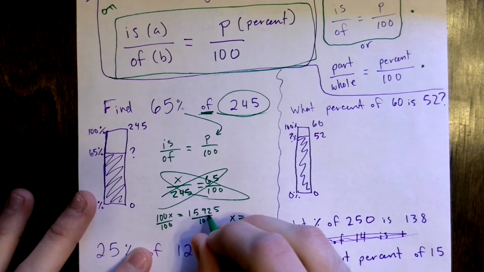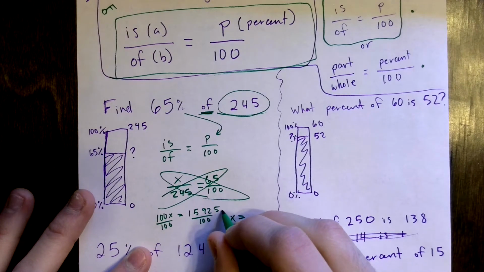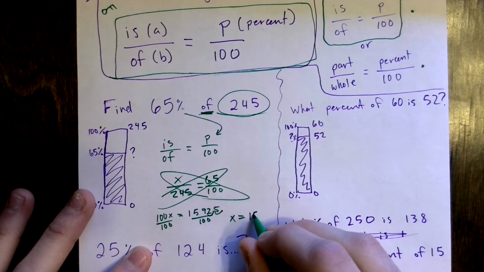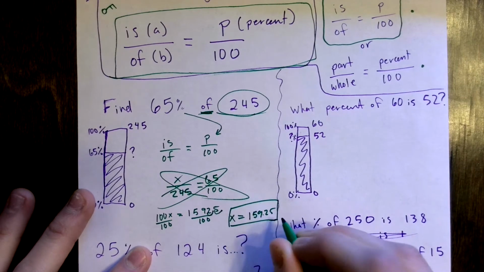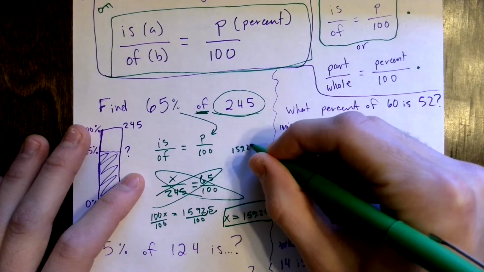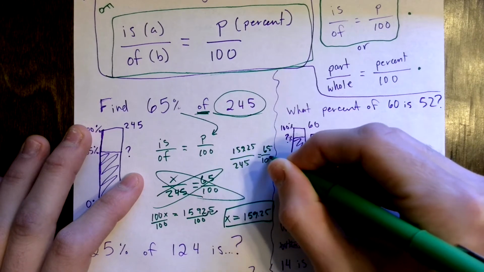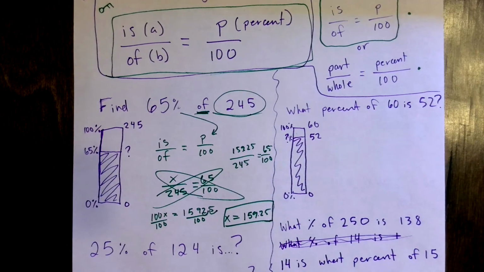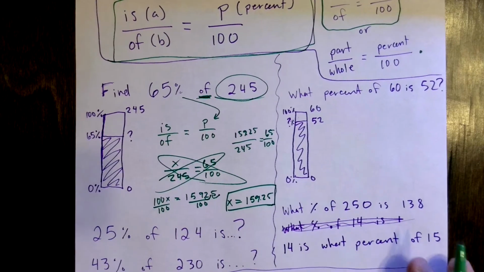And when I divide by 100, I know that just means my decimal point is going to move 2 times. Starts right here, 1, 2, and we're going to get 159.25. If I plug that in for my is on top, I would get 159.25 over 245 equals 65 over 100. So I just plug these into the appropriate spots on the is and of and move right from there.